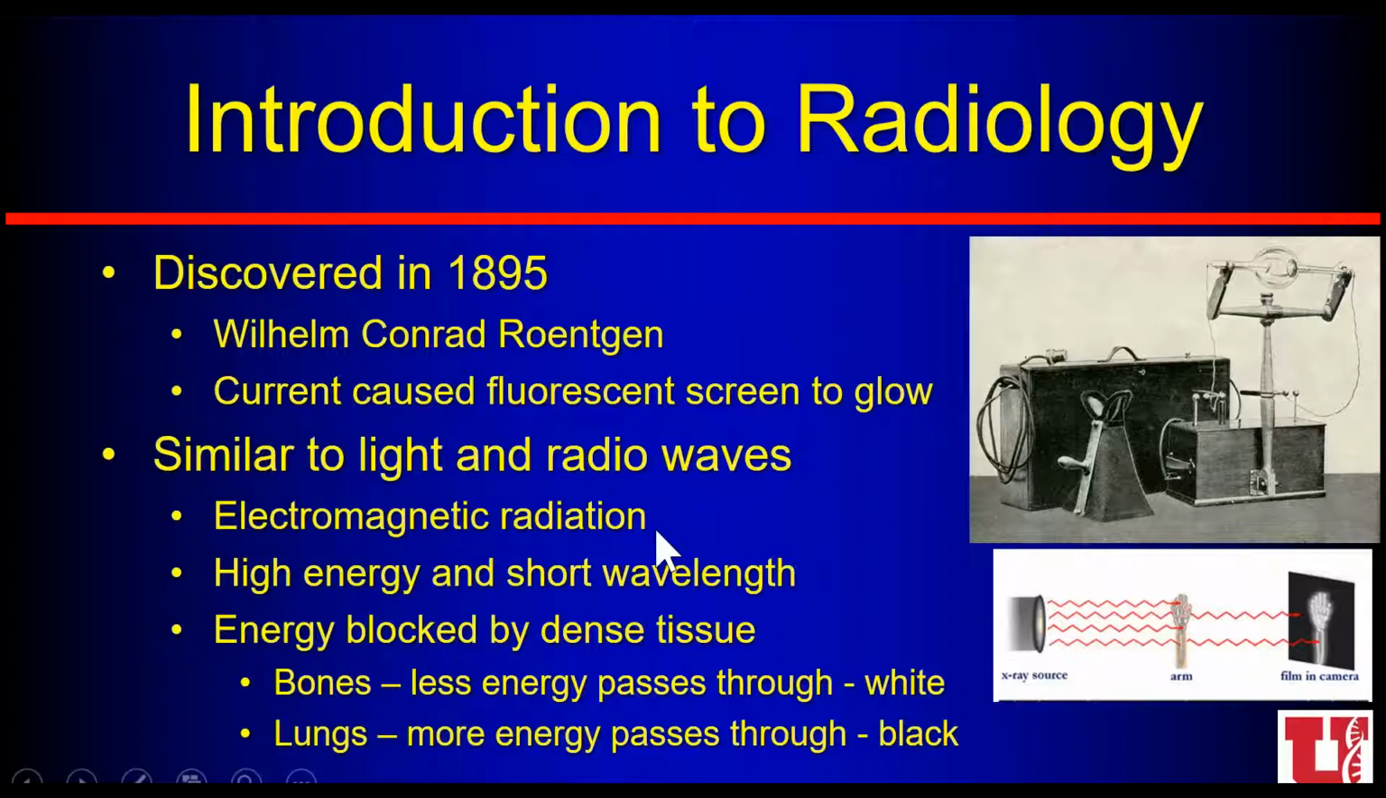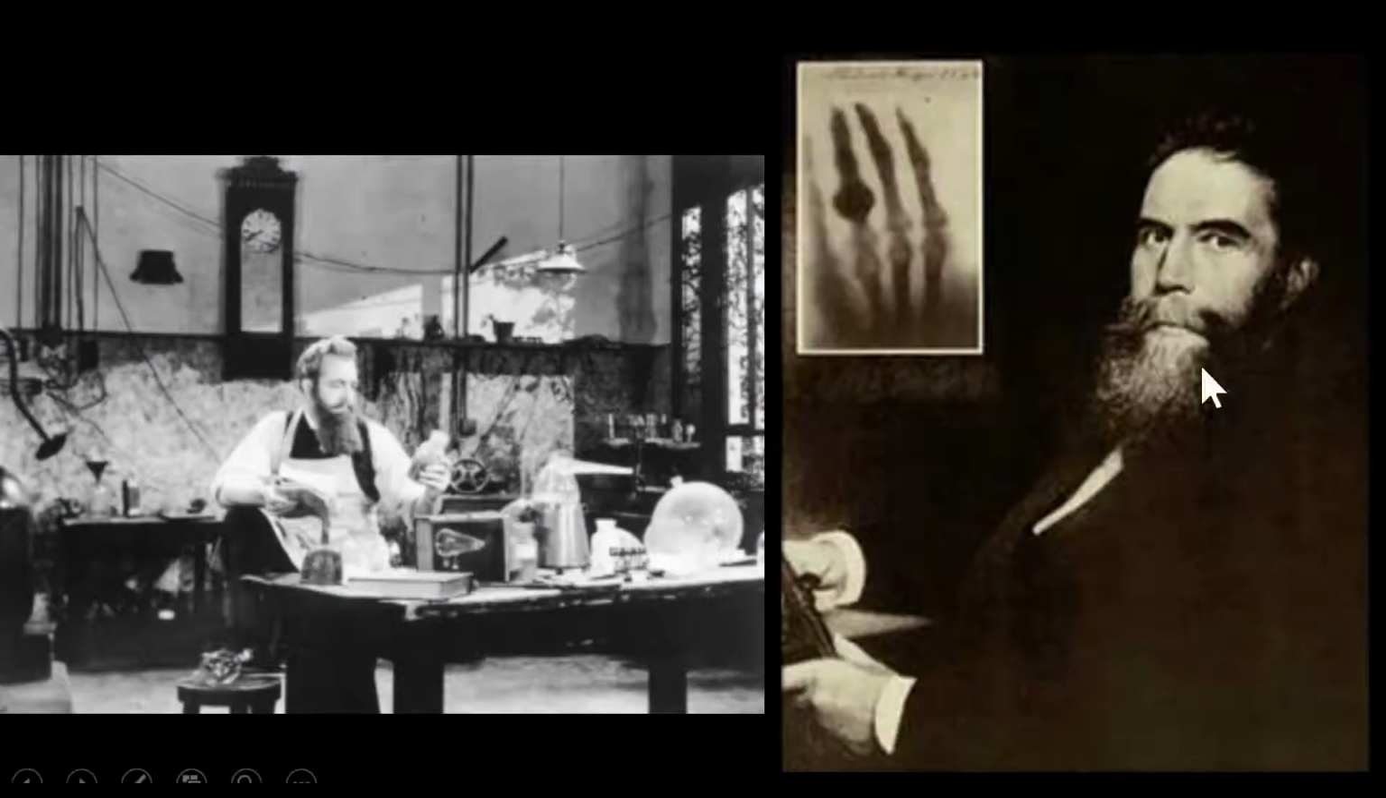We think about this as electromagnetic radiation. It has high energy and short wavelength. The basic ideas of what he was doing way back then, 100 years ago, are the same as what we're doing now. This is Roentgen, and one of the first X-rays is, depending on what you read, either his hand or his wife's hand. And this is actually a picture of him in his lab.